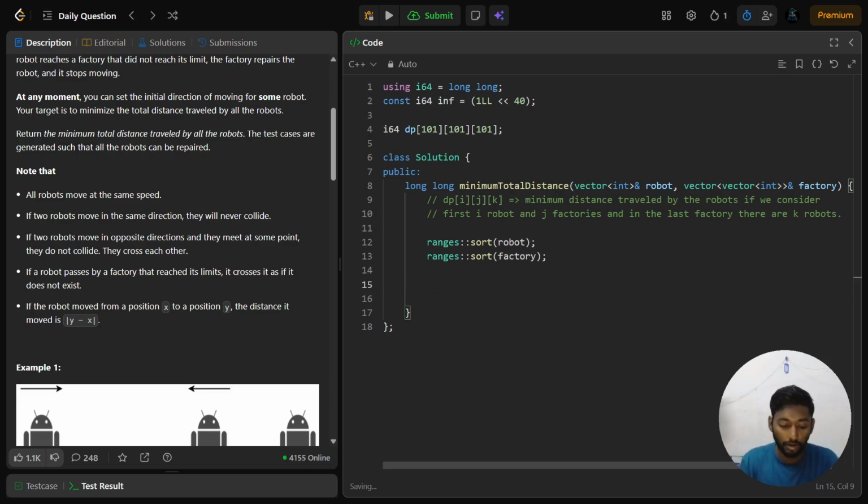Now let's initialize dp with -1, and we will simply return calculate like robot.size - 1, factory.size - 1.